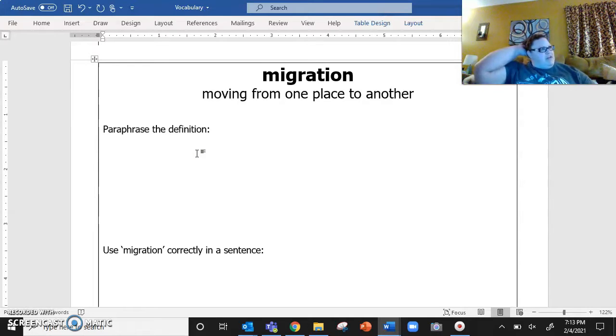So when we talk about migration, yes, very good point. You've heard that birds migrate. You've heard that butterflies migrate. Yes. However, when we talk about migration in social studies, we're talking about people moving from place to place.